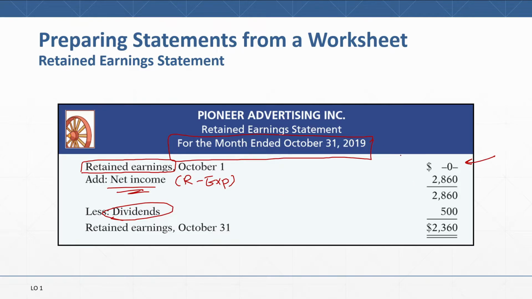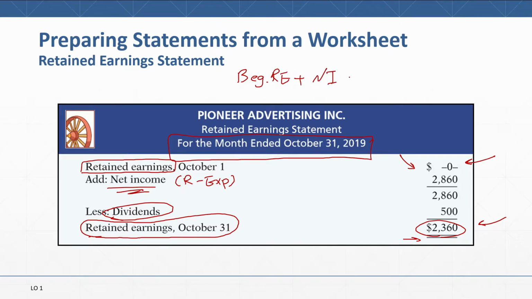They are all reported under one column. They don't have any components. And finally, the last line is double underlined and it reports the ending retained earnings. So basically the formula here is beginning retained earnings plus net income minus dividends equals ending retained earnings. Of course, if we had a net loss, then it should have a minus sign.